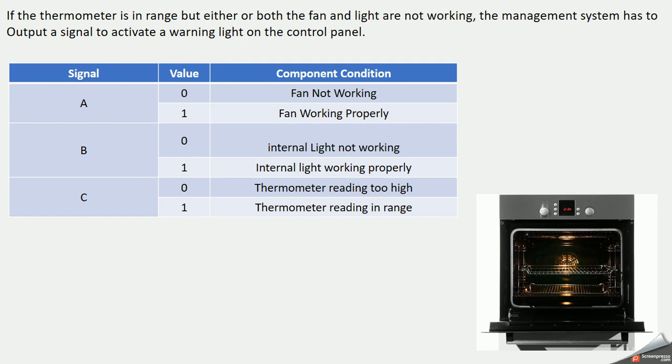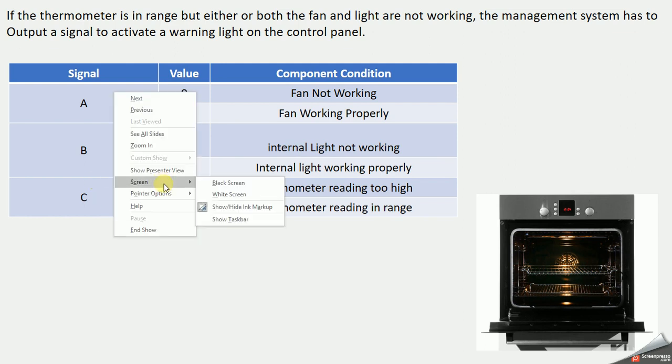Now, our scenario is this. Our problem is this. If the thermometer is in range, but either or both the fan and the light aren't working, the management system of the oven will output a signal saying alert, alert, alert. Okay, so let's have a look at the key words from our problem.